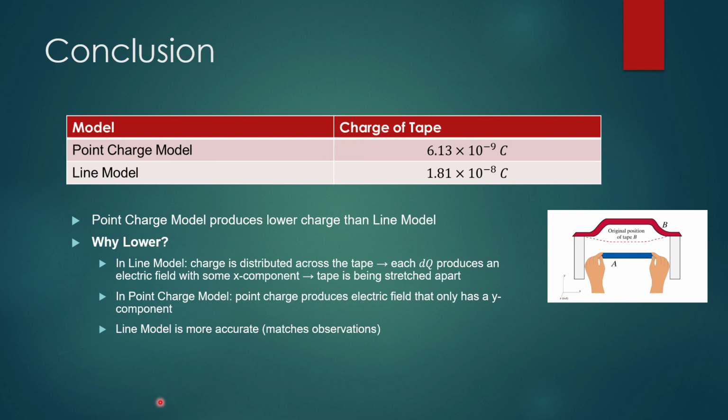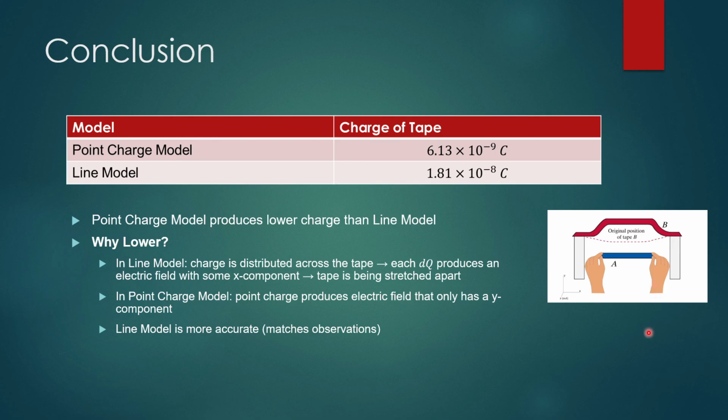So in conclusion, we see that the point charge model produces a lower charge than the line model. And this is because in the line model, the charge is distributed across the length of the tape. So that means that each delta Q produces an electric field with some x component, which causes the top tape to be stretched apart. And this causes the sort of hump characteristic as shown here.